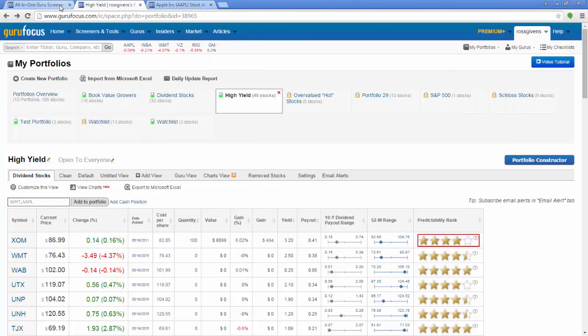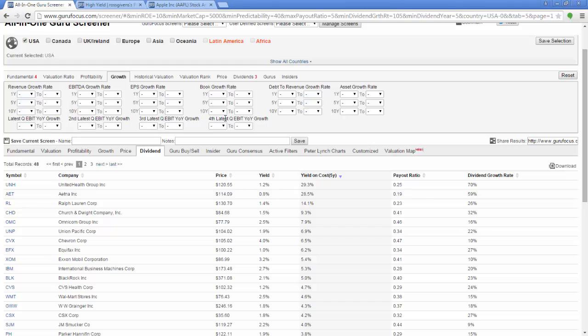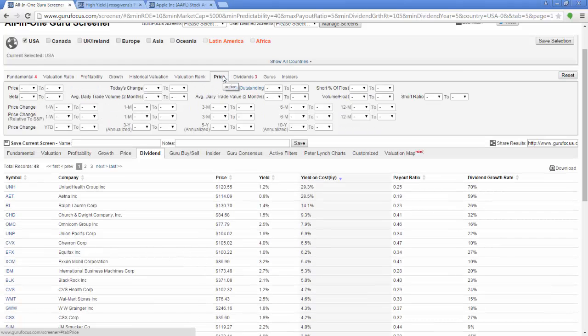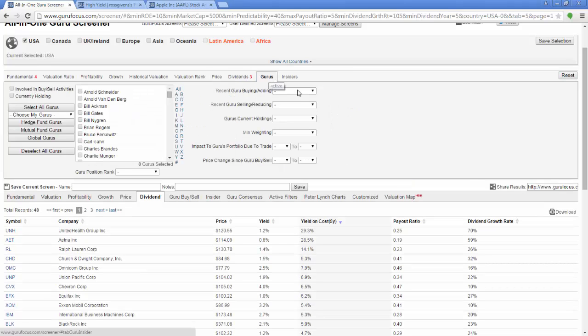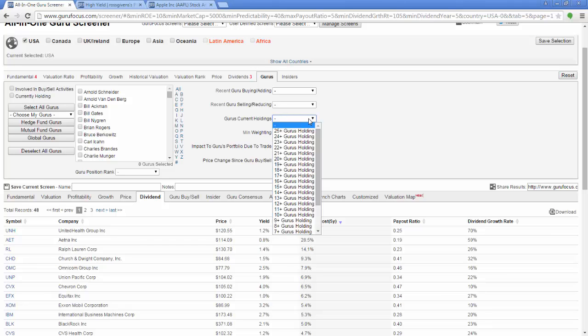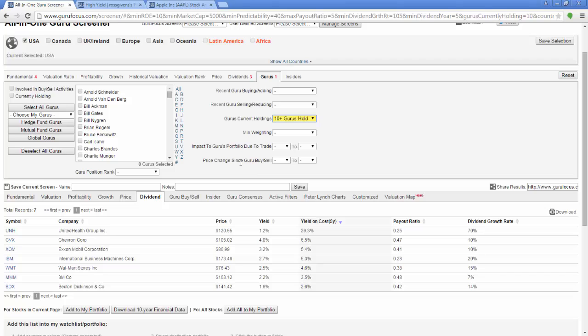But that's kind of the screener and how that works. Again, I think it's really powerful. We just kind of touched on it here. There's lots and lots of criteria you can add to this. If you want to find stocks that there have been recent buys by a number of gurus, or you want maybe at least 10 fund managers to own the stock.